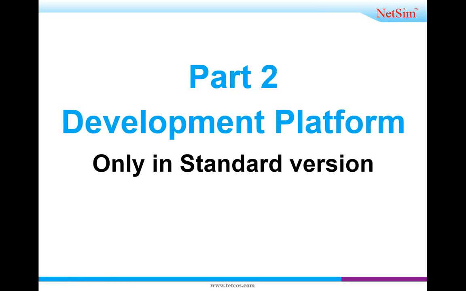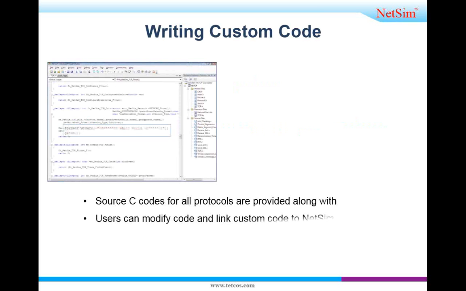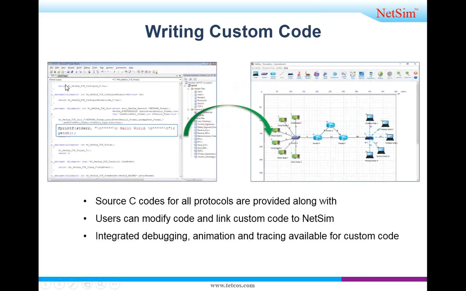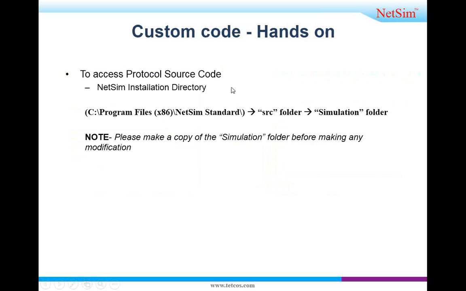Now we'll go to part 2, the development platform, which is available in the standard version only. Here you can see in the screenshot, one is the programming window, one is the GUI window. In the programming window, we will have Visual Studio, and we'll have the program of any protocol. We have just shown that we have edited one of the protocols and set a printf statement there for hello world. So when we integrate it with the GUI, it will first show you the hello world printed over the simulation, then it will run the simulation after. Okay. These protocol codes are available in the C installation directory of NetSim, that is C program files and NetSim standard.